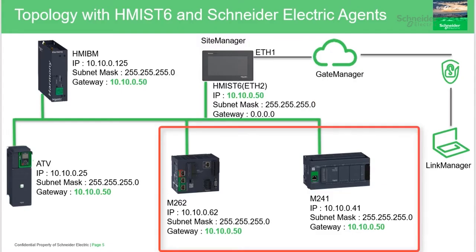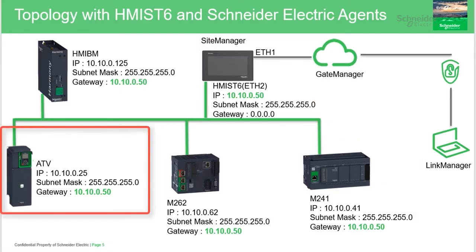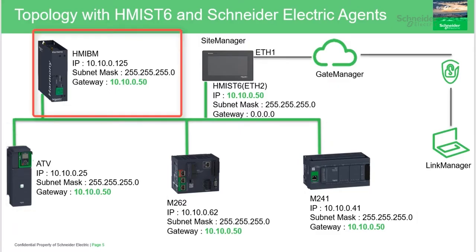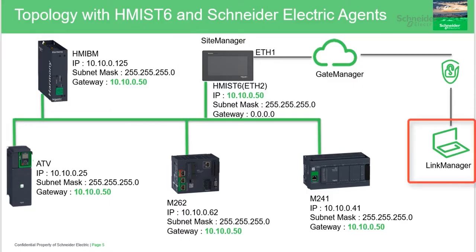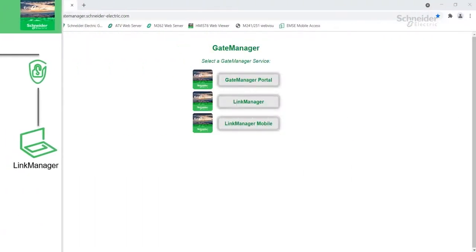There are 2 PLCs running EcoStruxure Machine Expert. This is an Altivar to control a motor. And the last device is an industrial PC running a SCADA application with EcoStruxure Machine SCADA Expert. In this configuration, each device is an agent. We will switch to the Linkmanager to configure the agents.